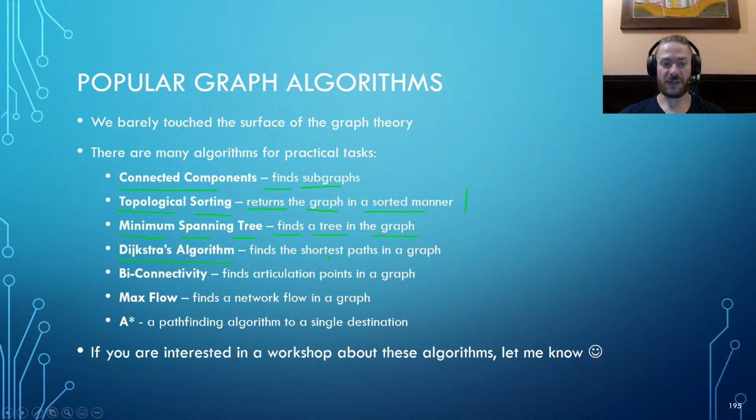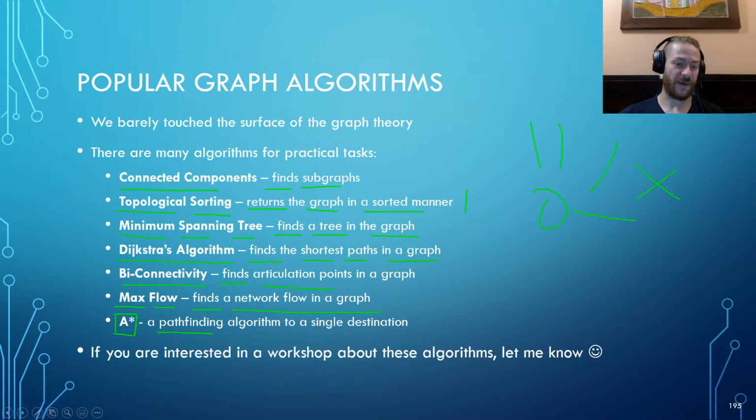Dijkstra's algorithm, which is very famous and finds the shortest paths in a graph, from one node to all the others. Biconnectivity finds articulation points in a graph. If you kill them, the graph is no longer connected, for example. Max flow algorithm, which finds a network flow in a graph, which is useful, for example, for water pipes. And A star, which is what the GPS systems are using.